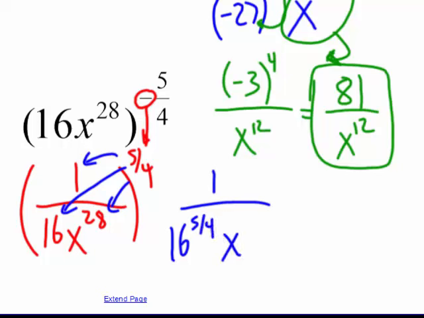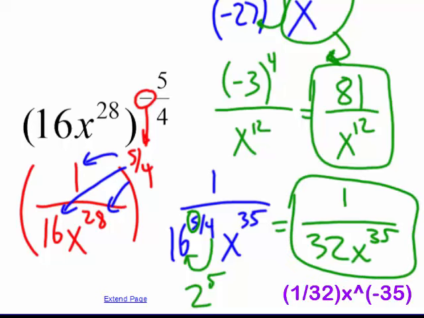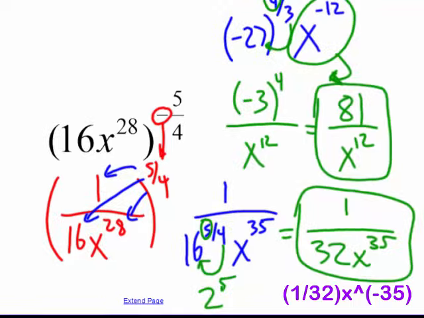And x, well, a fourth of 28 is 7. 7 times 5 is 35. And then what's the fourth root of 16? Or what times itself 4 times? 2. And I still have to take 2 to the 5th power, which gives me 32. So this would become 1 over 32 times x to the 35th power. Okay, so these are getting a little bit tricky. You just have to think a little bit, take your time, and I think you'll get good at them.